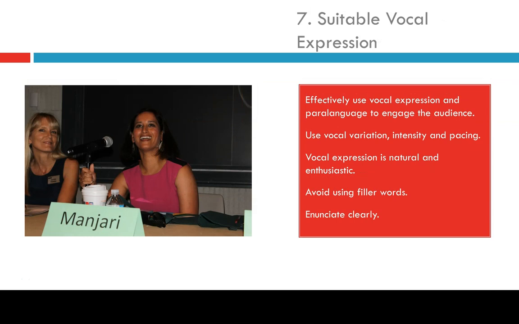Competency number 7, suitable vocal expression. In number 7, you want to effectively use vocal expression and paralanguage to engage the audience. Excellent use of vocal variation, intensity, and pacing are characteristics of the advanced speaker. His vocal expression is also natural and enthusiastic, and he avoids fillers.